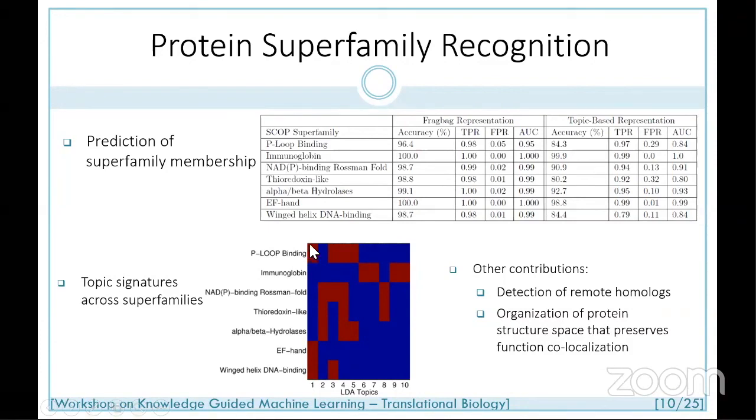But this is a way that we could infer meaning to topics and say, topic 1 is predominantly more prevalent on the PILU binding superfamily and the EF hand superfamily, and not so much on the others. It's an attempt to interpret the topics. It's not the end all be all, but it is a reasonable way of trying to understand or link a topic to function.